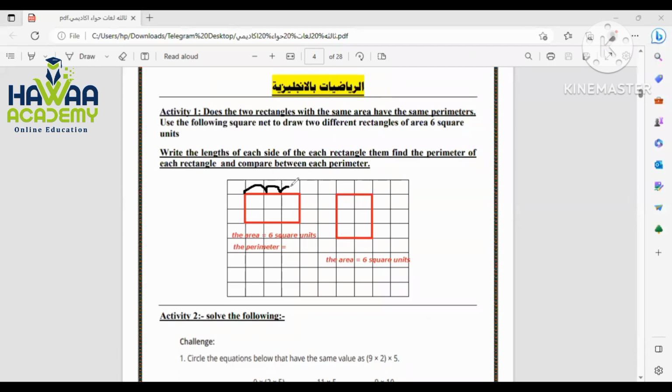1, 2, 3, 4, 5, 6, 7, 8, 9, 10. 10 units. And here 1, 2, 3, 4, 5, 6, 7, 8, 9, 10. And here also the perimeter will be 10 units. So the answer to this question, do two rectangles with the same area have the same perimeter? Yes.